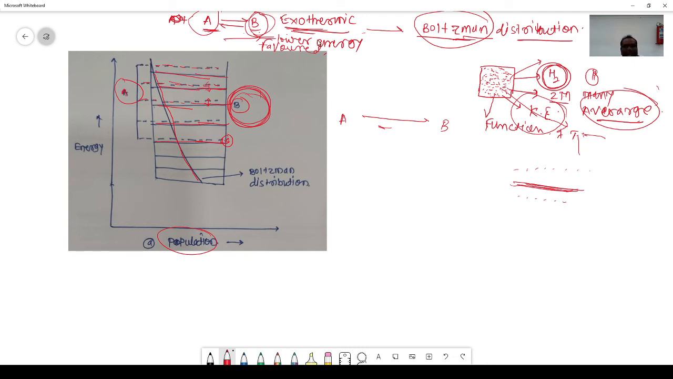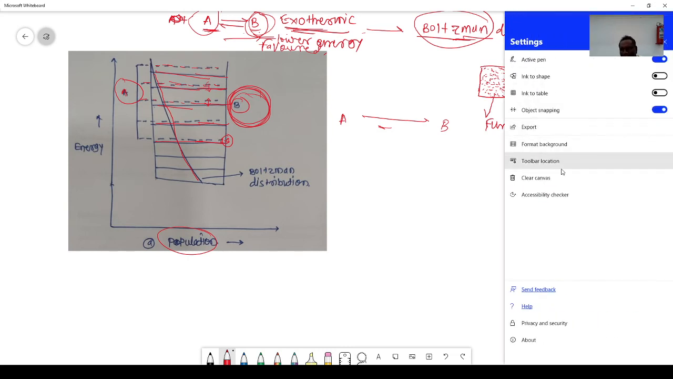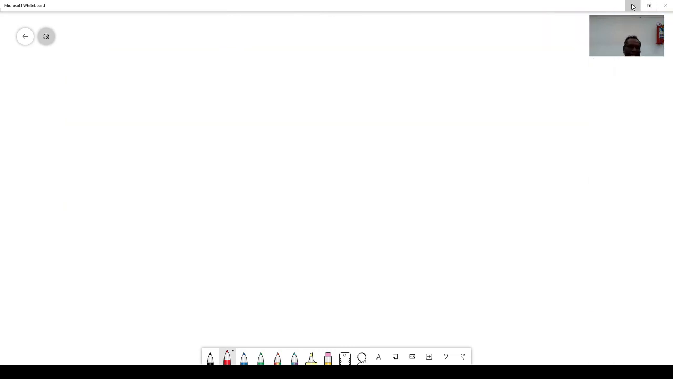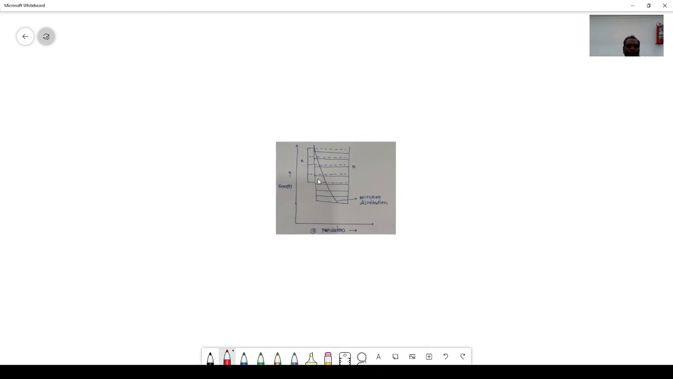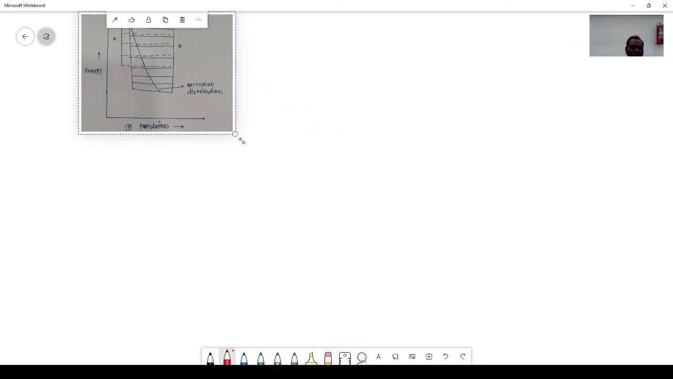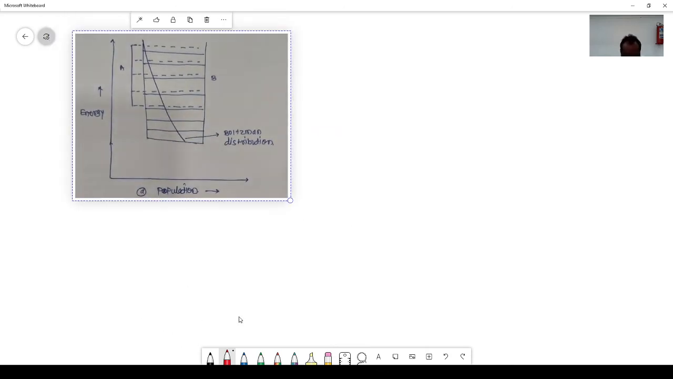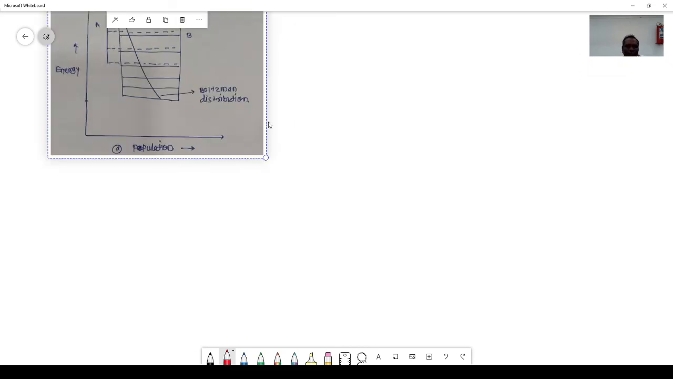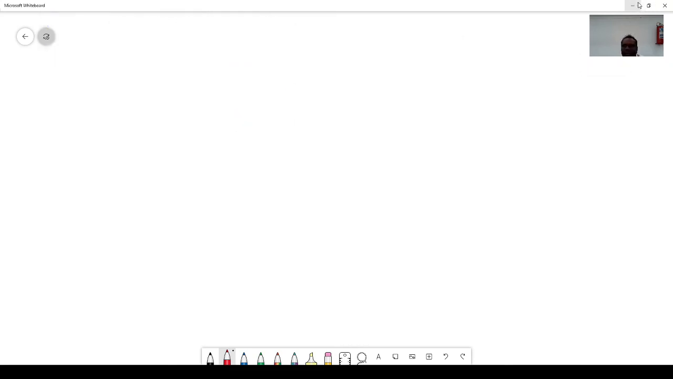So what will happen in the next step? If I take the graph of, wait for a moment. So what is happening in this case? The density of the energy levels of A is much greater than that of B.